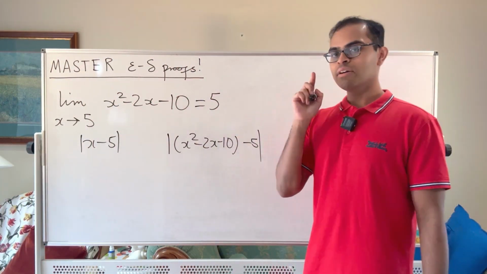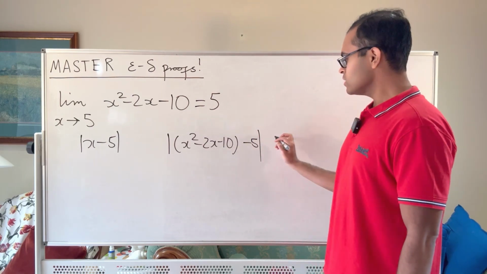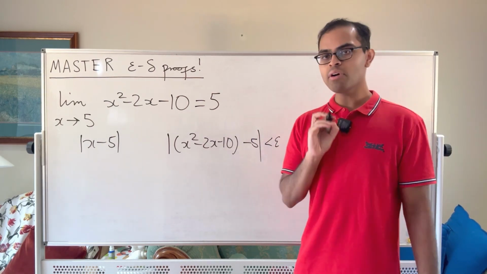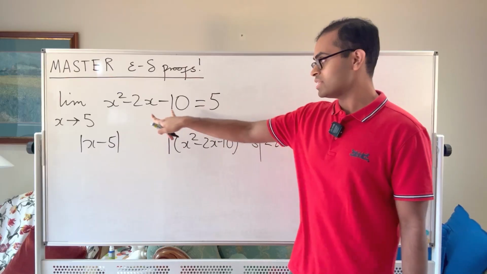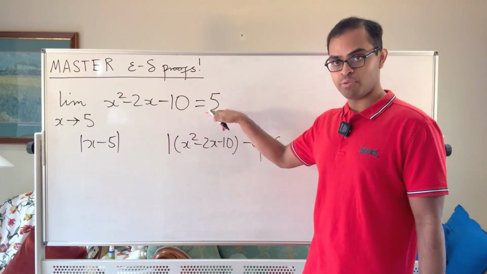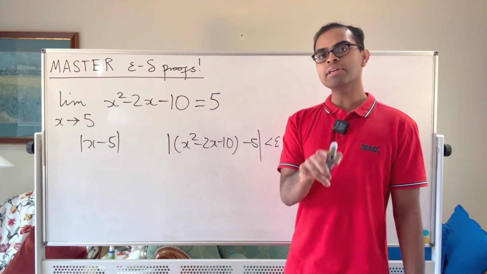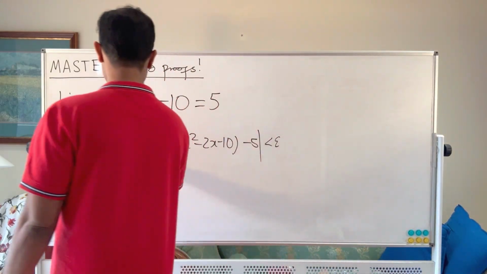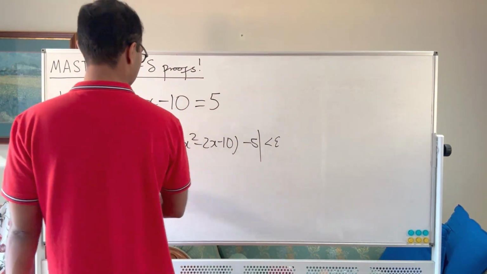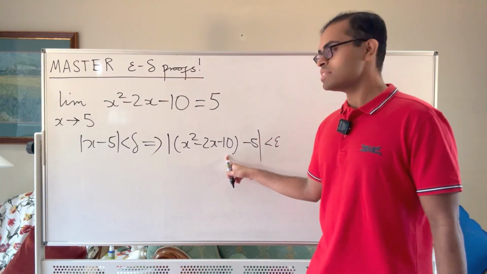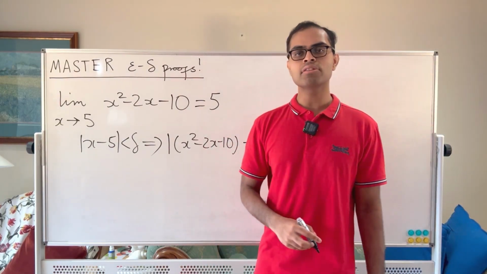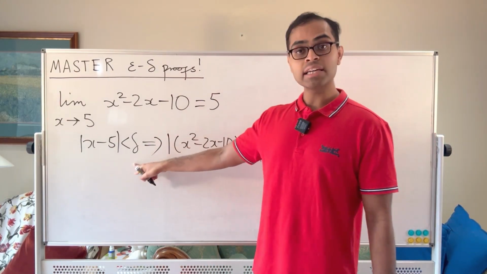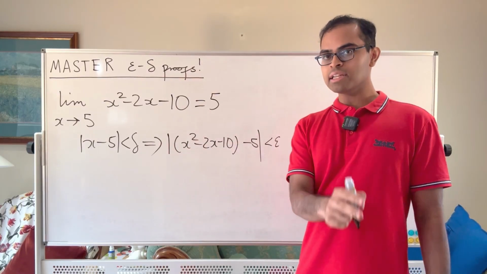So in other words, we play a game. If I want this to be less than epsilon, if I want this distance to be small, in other words, this x squared minus 2x minus 10 to approach 5, you're going to tell me a delta so that as long as the absolute value of x minus 5 is less than delta, I can guarantee that my x squared minus 2x minus 10 will be that close to 5. So how do I find that delta in terms of epsilon? Or how do you find that delta in terms of epsilon?